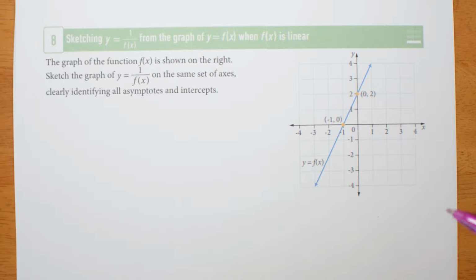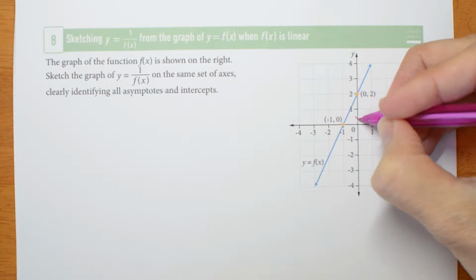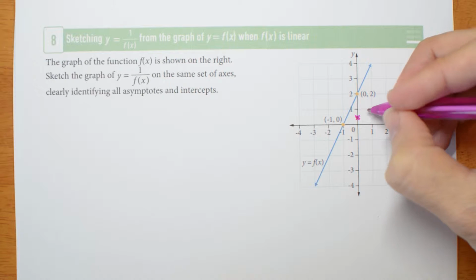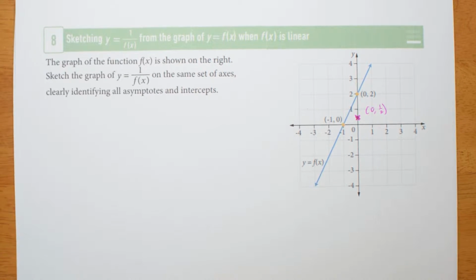first I can work out where the y-intercept will go. This y-intercept is 2, so my reciprocal is going to be at a half. It wasn't quite a half, so I can draw it on there. So that's 0 and a half.